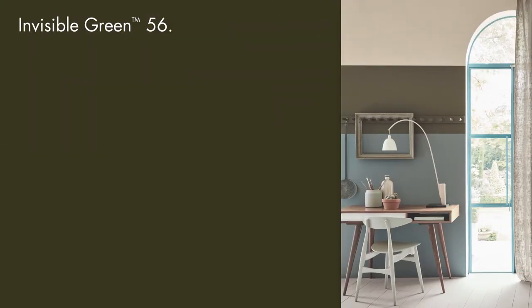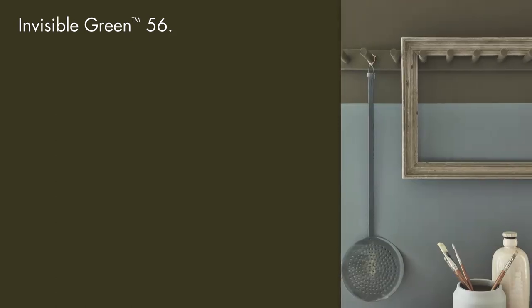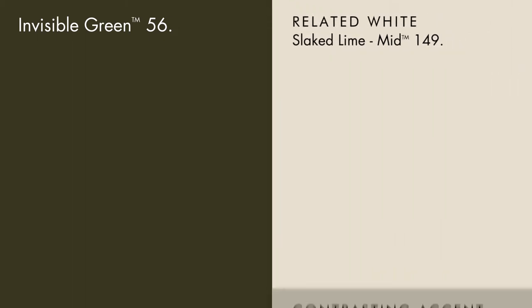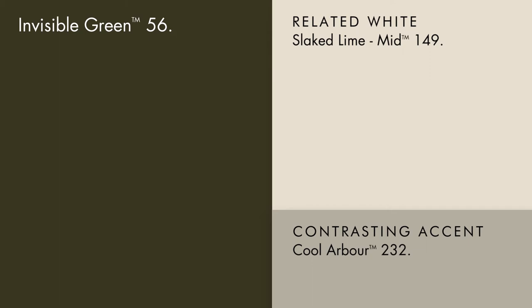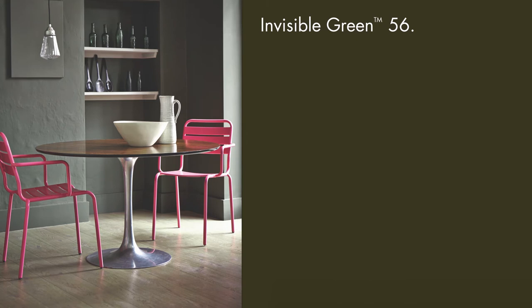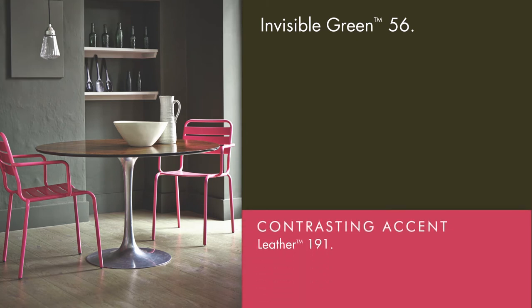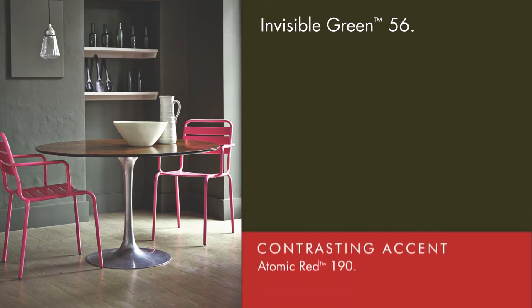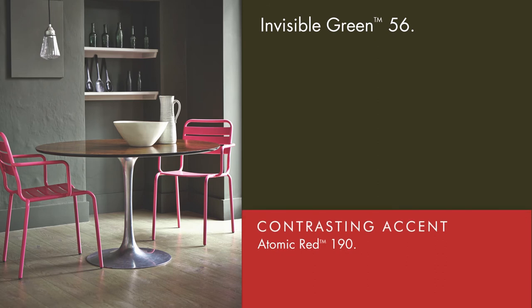Georgian in origin, Invisible Green remains a useful, earthy shade for the modern home. Maximise its impact on a wall by painting the woodwork in the same colour, and for the ceiling, don't go any lighter than Slaked Lime Mid. Cool Arbour will offer a natural balance. A nice way to ensure a colour like this doesn't completely dominate a room is to accent with something bright. Lettuce Pink or Atomic Red both work well.